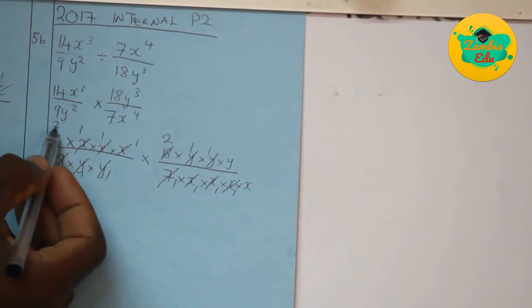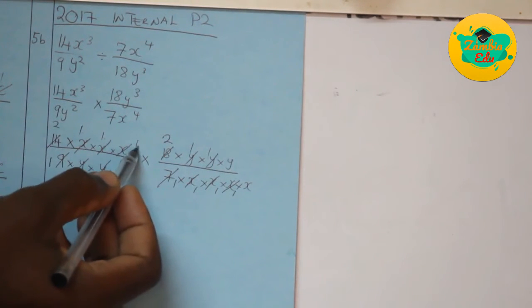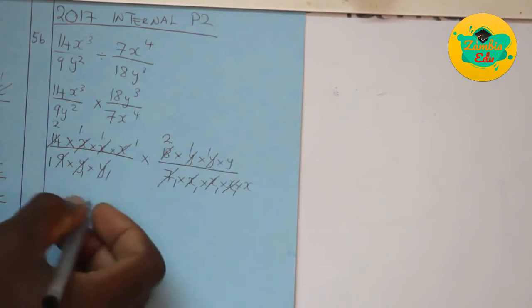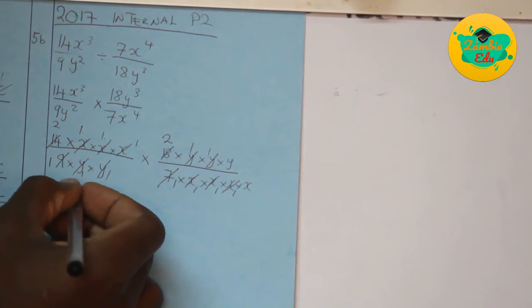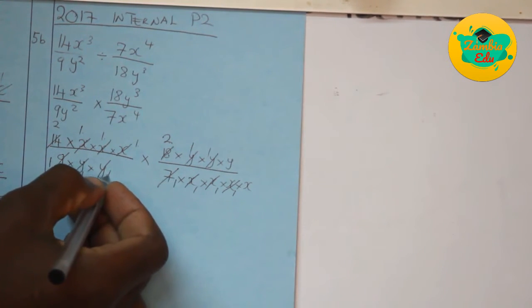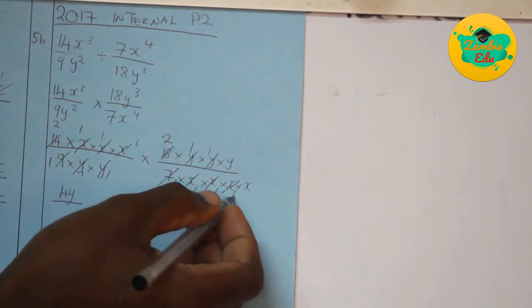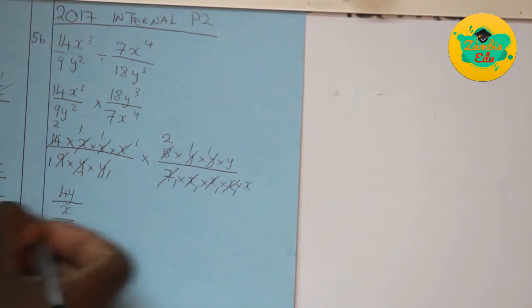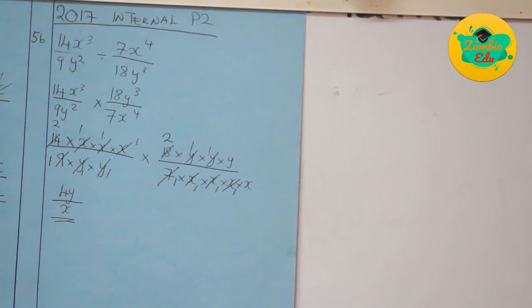So now we have 2 times 1 times 1 times 1, which is 2. 2 times 2, 4. 4 times y gives us 4y over 1 times 1 times 1 times 1 times 1 times x, and it will give us x as the answer. That was the answer for question 5b, 2017 algebra question. We go to the next one, which came under question 7c.